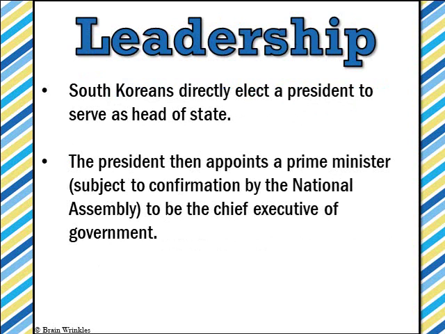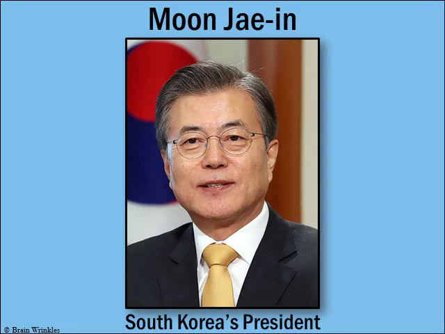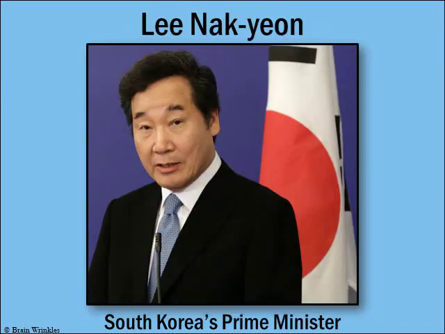Next slide. Leadership. South Koreans directly elect a president to serve as head of state. The president then appoints a prime minister, subject to confirmation by the National Assembly, to be the chief executive of government. Next slide. This is Moon Jae-in, who is South Korea's president. And this is Lee Nak-yeon, who is South Korea's prime minister.